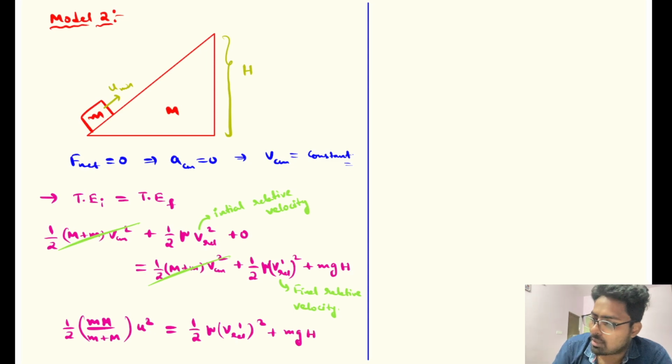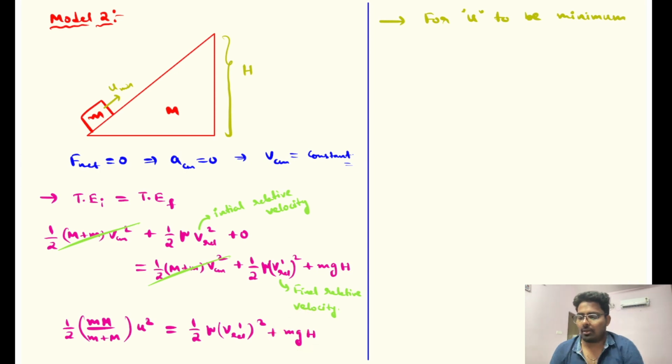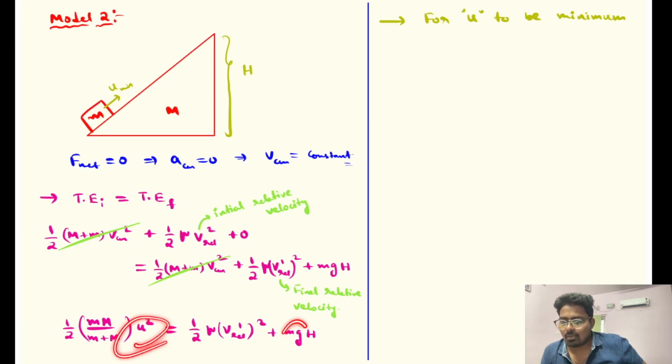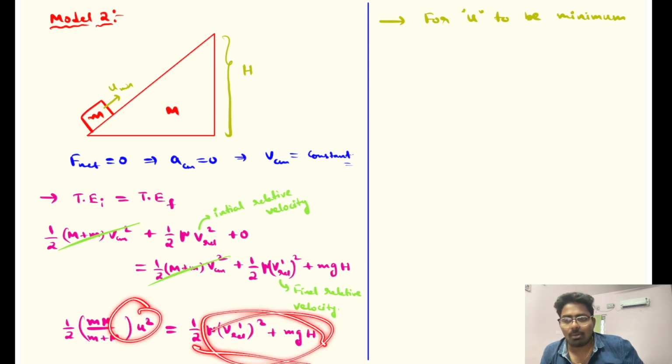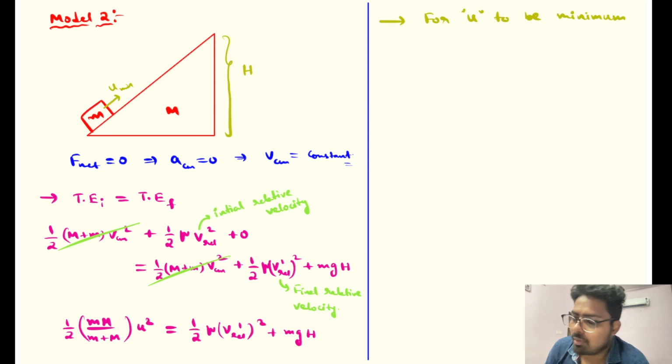Here the important key point comes. For u to be minimum, I want the minimum speed for this height to be reached. To make it minimum, obviously this value is constant, and the only variable left is the final relative velocity. So the right side should be made minimum. What is the minimum value of any square value? 0. For u to be minimum, V relative dash must be equal to 0. Very, very important point.